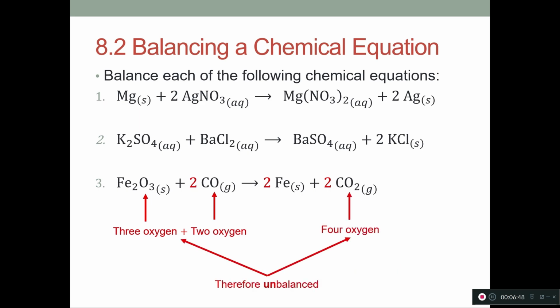So that means these are now unbalanced. So what we can do, we just increment those carbon monoxide and carbon dioxide up by 1 because we know we have to keep the carbon balanced. And when we do that, what we see is we now have 6 oxygens in the reactants and 6 oxygens in the products. That means these are now balanced.